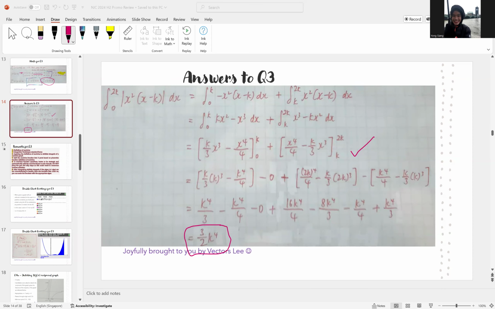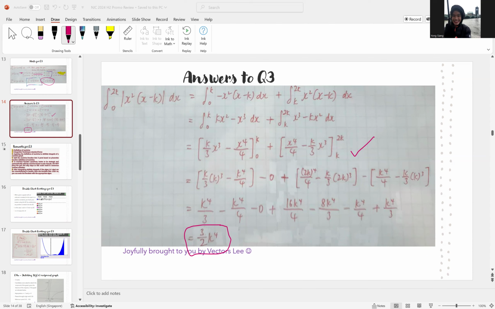Some of you might be wondering, why do you want to use a GC if there is an unknown constant? That is why I want you to ask yourself, why did the question tell you that k is a positive constant? It's because you can just randomly substitute a positive constant for k into the GC and check your answers.